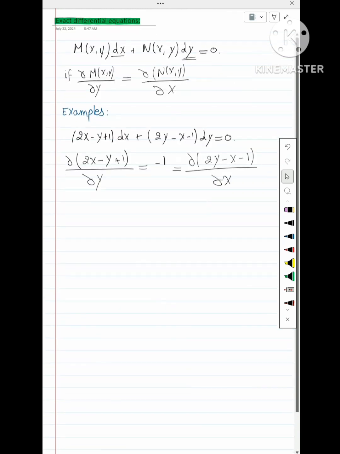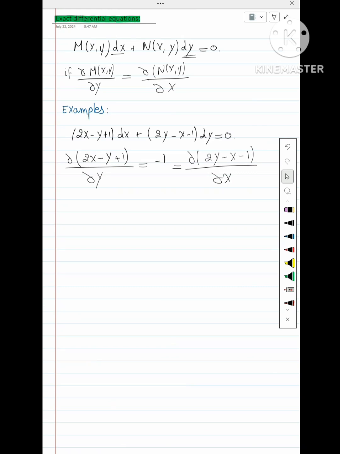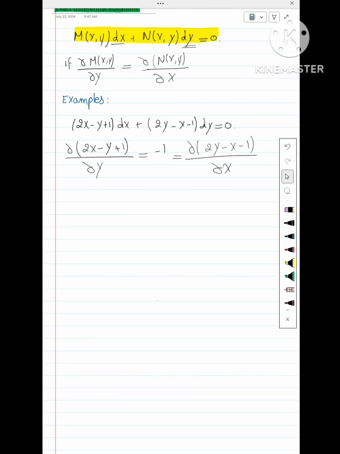I told you that the equation needs to be in this form. Why? Because we need to see dy and dx. If it's written as y prime, or the first derivative by itself or multiplied by something, we need to get it into this form first. Then we will see if it satisfies this condition. After all that, we need to solve it.